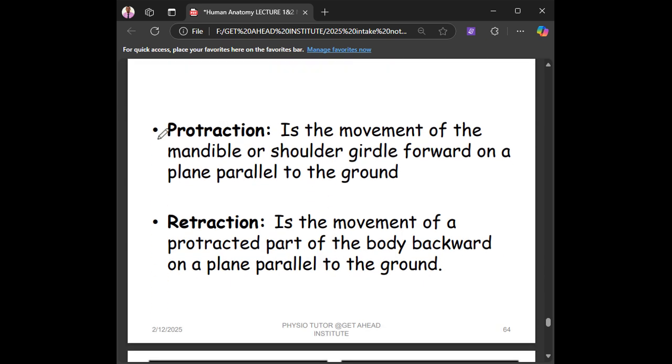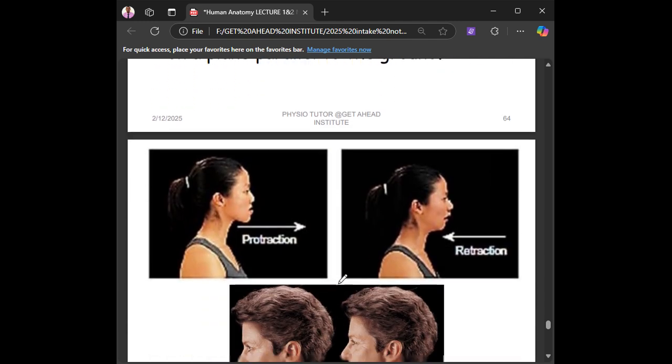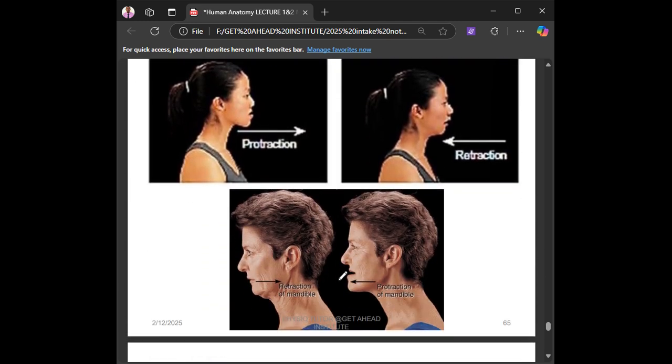Then we also have what we call protraction. You need to know these terms. Protraction is the movement of the mandible or shoulder girdle forward on a plane parallel to the ground. Then the opposite of protraction is retraction. To retract, to remove. Retraction is the movement of a protracted part of the body backward on a plane parallel to the ground. So these are what we're talking about.